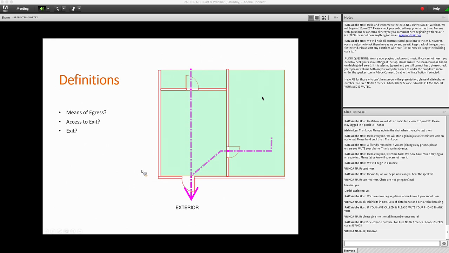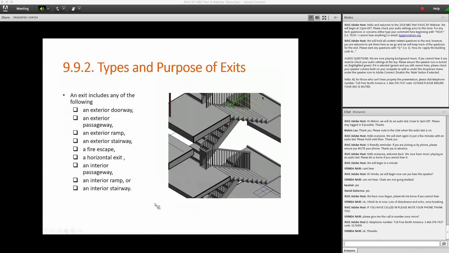Okay. So this would typically be your exit, as you can see over there in the blue highlight, and then your access to the exit will typically be the clear path of travel from the floor area, as well as the doors that connect the rooms within the floor area, and these two constitute the means of egress from a building.